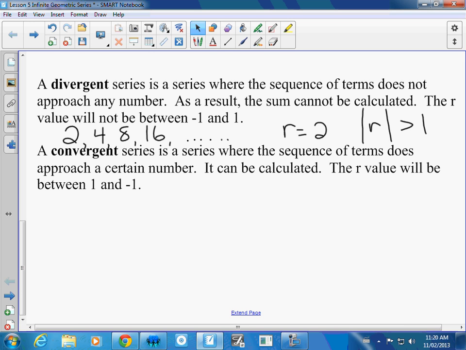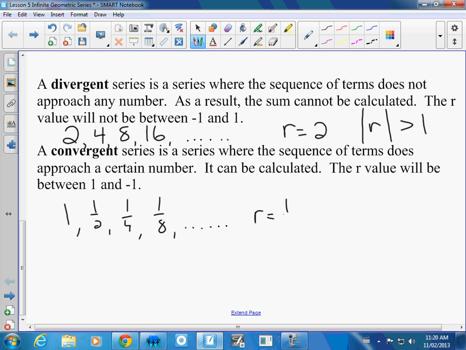Okay. So a convergent series is the opposite. 1, a half, quarter, an eighth, and so forth. What's the R value for this one? Half. So R is half. So look at this. We start at 1 and we just keep getting smaller and smaller and smaller. Infinitely, right? What it does is it actually is approachable.